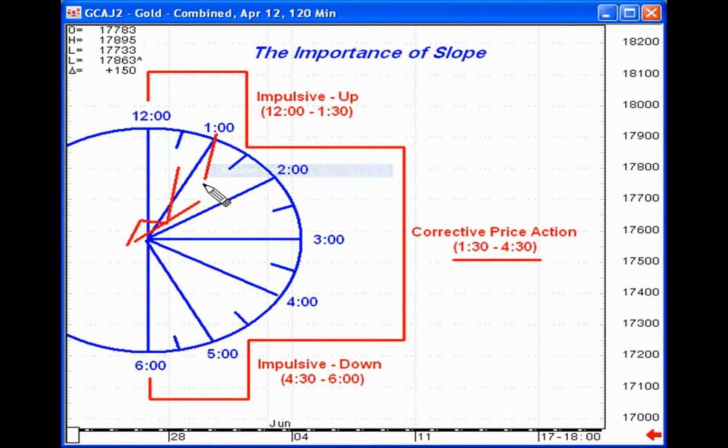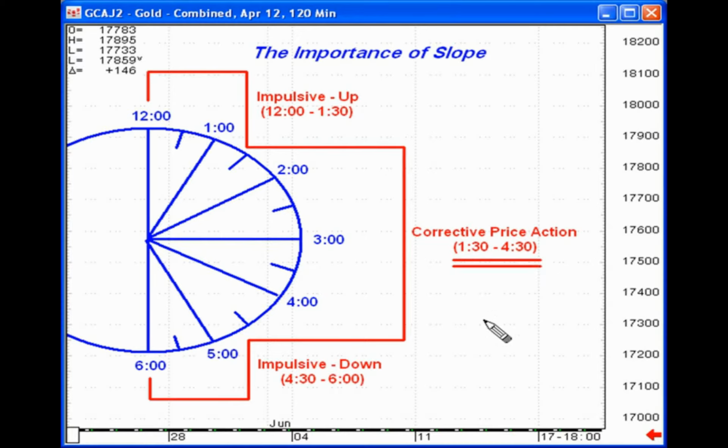Let me clean these lines up. Very simply, if you have an impulsive move up, a 5-wave advance in a market, and the slope of that advance is between 12 o'clock and 1:30, odds are that's a 5-wave move, that's an impulsive move, and that is a trend defining move. If you're looking at a price move and the angle or slope of that move, either to the upside or to the downside, falls between 1:30 and 4:30, odds are that is a counter trend move, a corrective move.